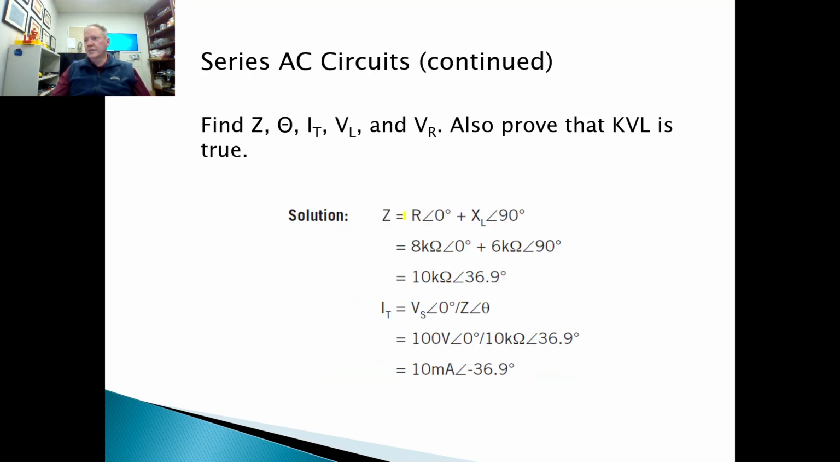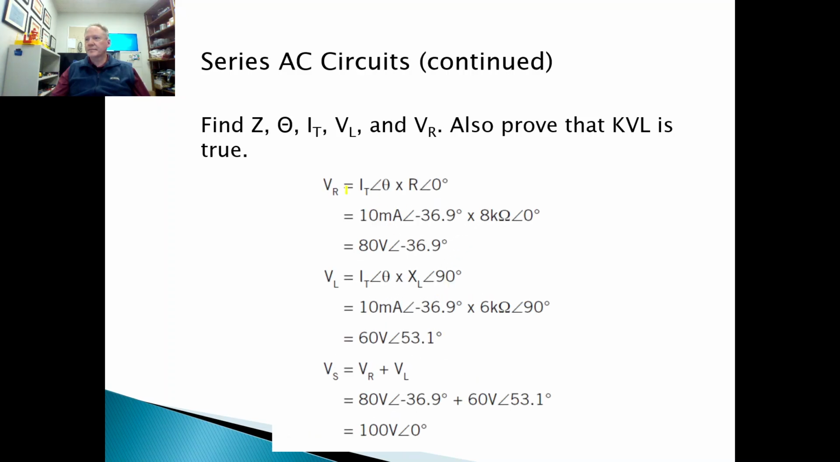All right, so here you go, right? Using your Sharp calculator, 8K angle 0 plus 6K angle 90 equals 10K at an angle 36.9. IT is going to be 100 volts at 0 divided by 10K at 36.9, which is going to be 10 milliamps at negative 36.9. And then VR is going to be IT times R. VL is going to be IT times X of L. And then Vs is going to be equal to the sum of VR plus VL. All right. So very, very straightforward.